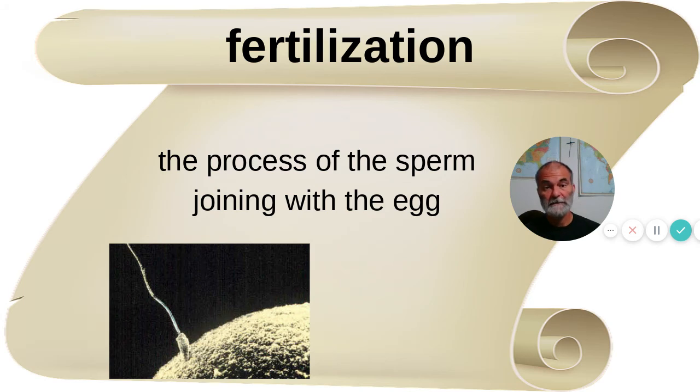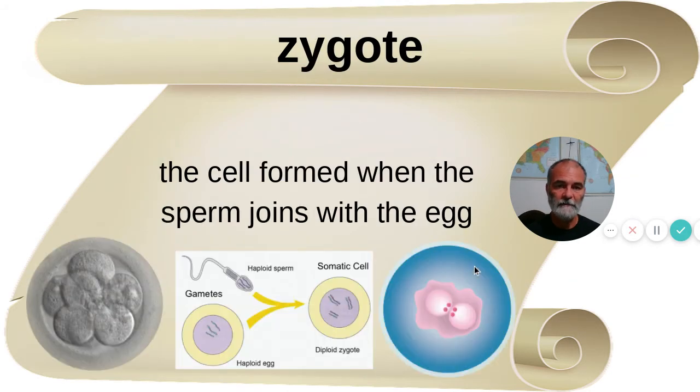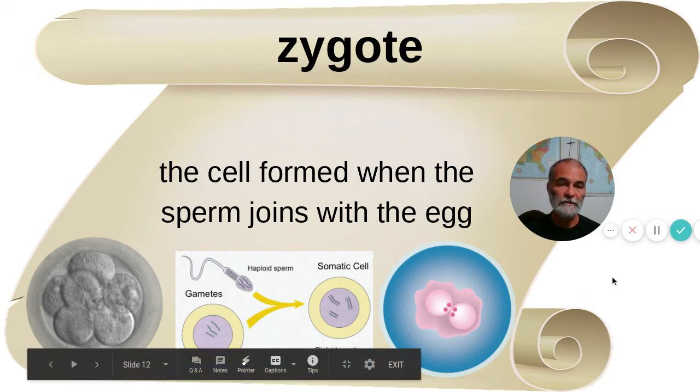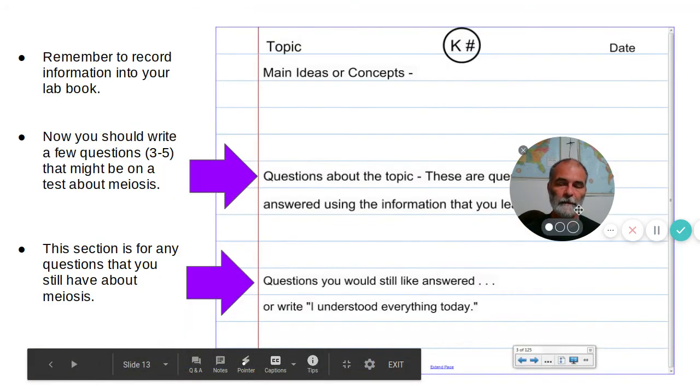So again, then we get to fertilization. Fertilization is the process of the sperm joining with the egg. That's the thing that makes a new organism, a new living thing. And once the sperm joins with the egg, then we have something called a zygote. The zygote is the beginning stage when those two haploid cells join together. The sperm joins with the egg. That's the beginning then of a new creature and new life.